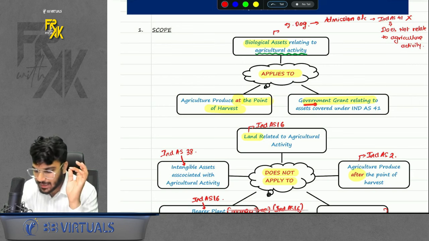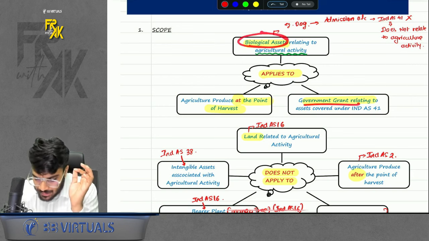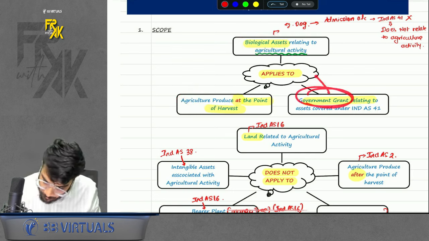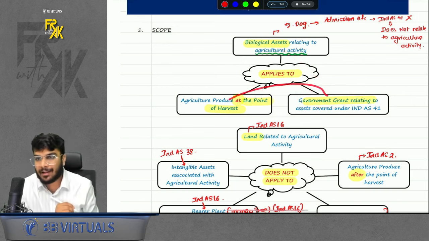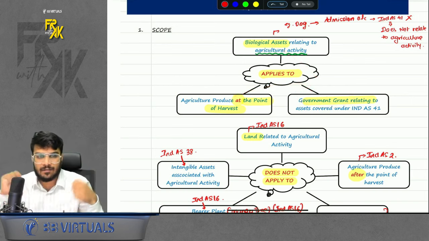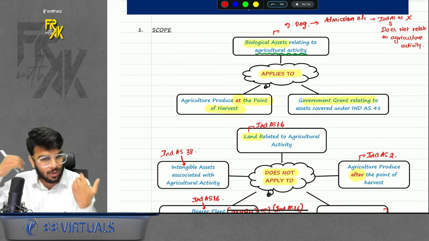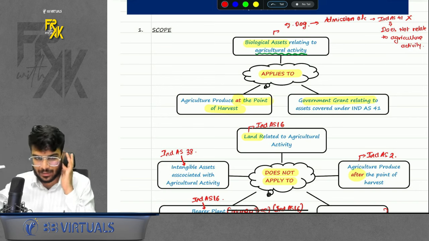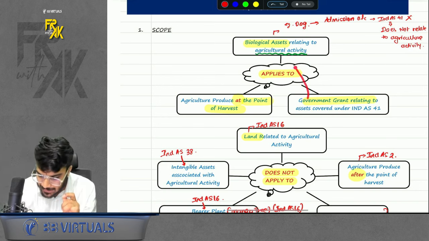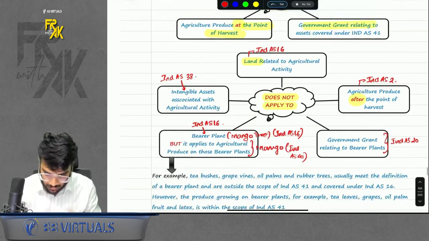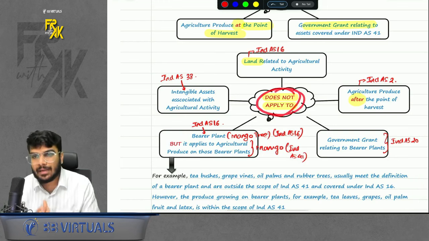And if you receive any government grant for this biological asset or for this agriculture produce, it is covered under Ind AS 41. That means grant received for normal assets, PP&E, intangibles or any other thing is covered under Ind AS 20. But government grant received for the assets of Ind AS 41 is also covered under Ind AS 41. Okay, next. To whom does it not apply?